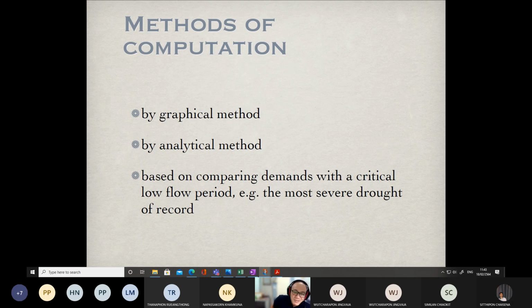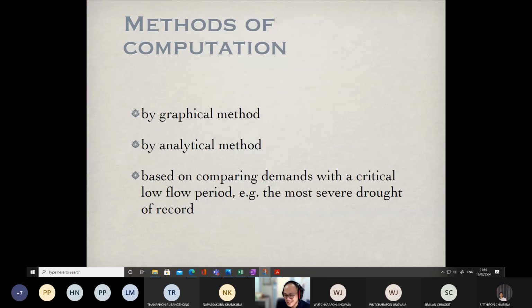The first method is called the graphical method. By the name, we all know that we need to plot the curve. And then the second method is the analytical method. With this method, you just put the information into a table, and then probably use Microsoft Excel to solve for the size of the storage.